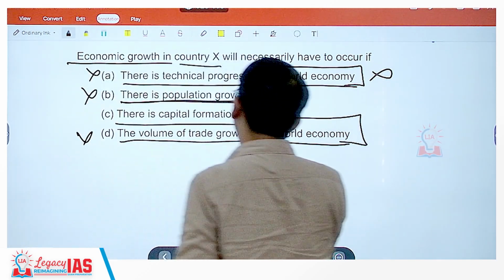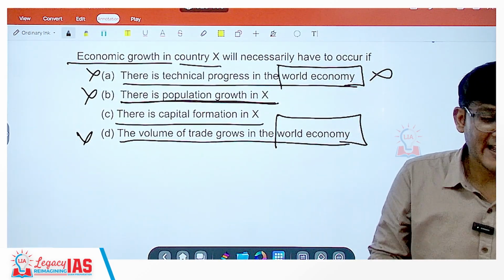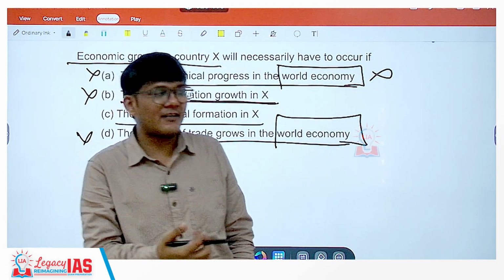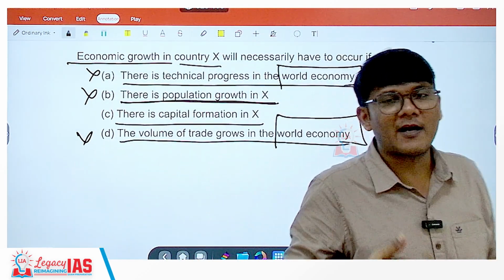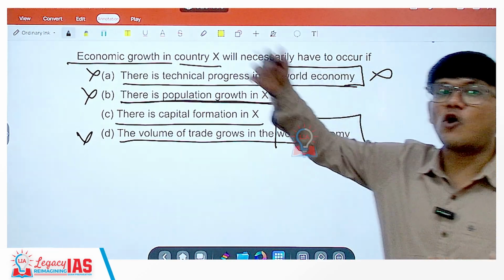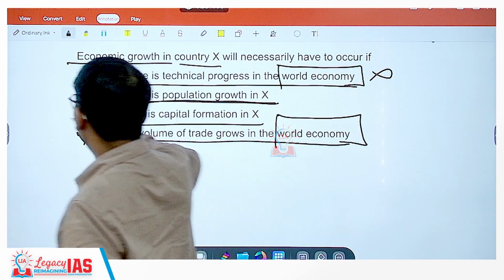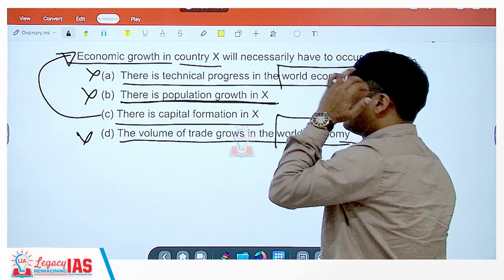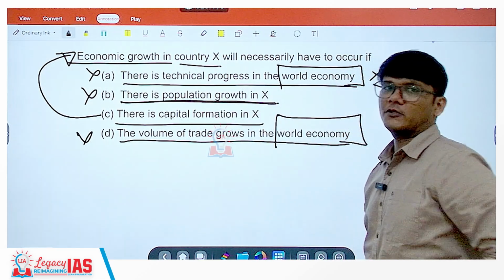There is capital formation in country X. Capital formation as in you are now saving money, you are now having capital, you are now forming the capital. So when can you form the capital? When the economy is growing. Hence, economic growth in country X will necessarily have to occur if there is capital formation. Clear?